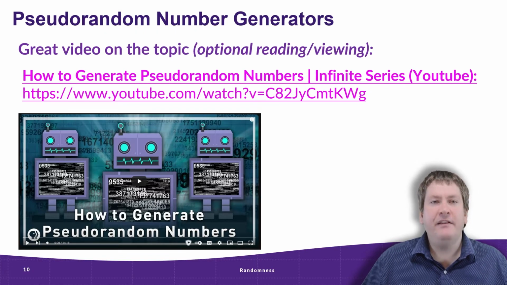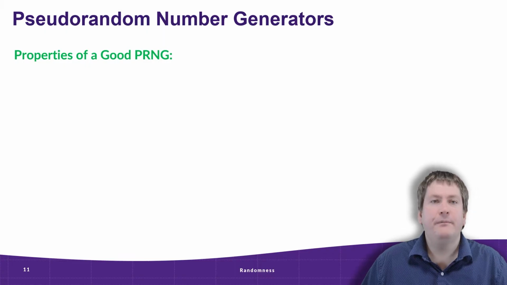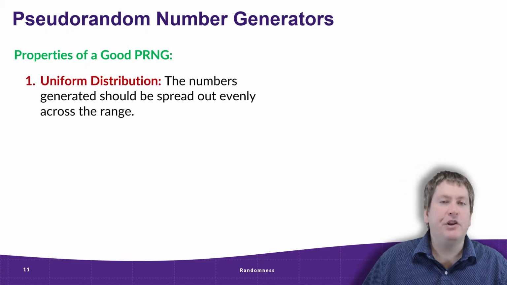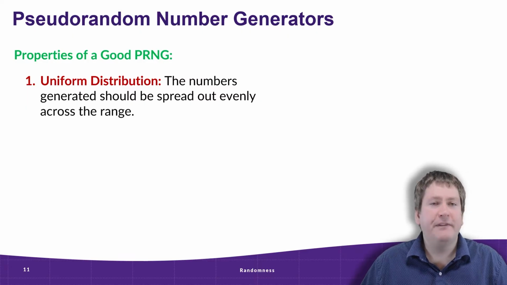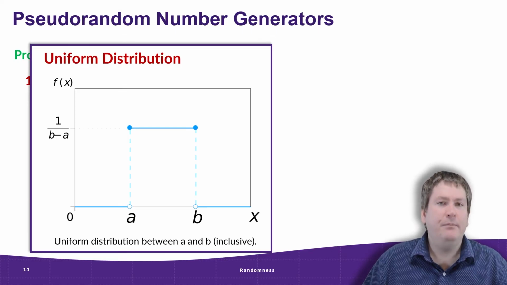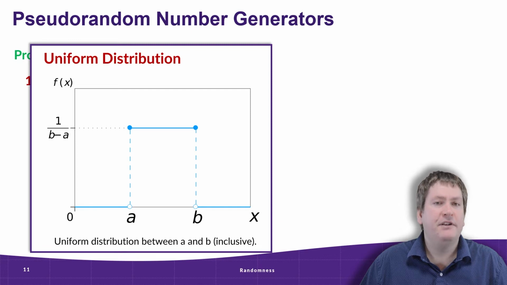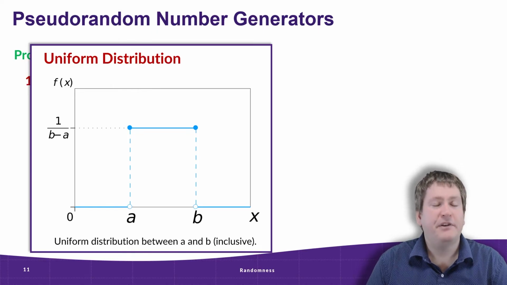But the main thing is that however the PRNG works, it has to return numbers that have certain properties of random numbers. What are these properties? Well, we already covered one. They have to be uniformly distributed. That means the numbers generated should be spread out evenly across a range. Every single number should have the same probability of showing up and should occur the same number of times. If we were to plot it out, we get a nice line, which we could see with every number occurring the same amount of times.